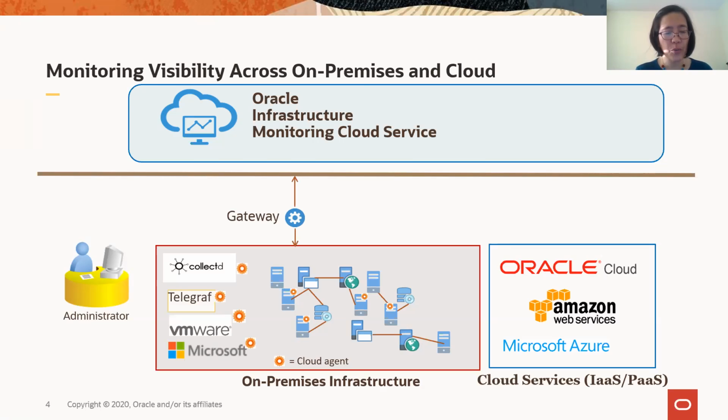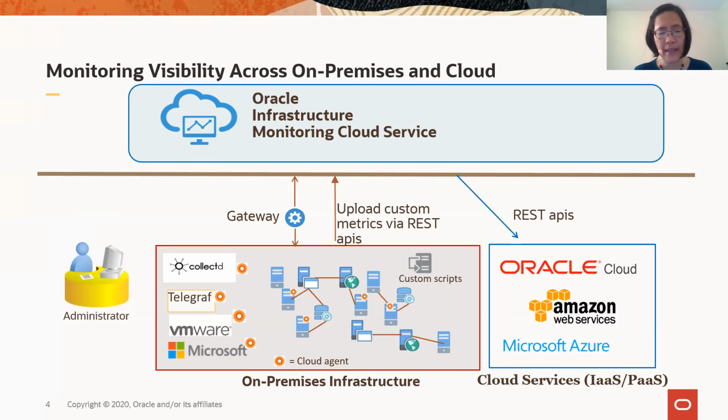We also have integration with other system management tools and collectors such as Telegraf, collectd, VMware vCenter, and Microsoft SCOM. These tools are able to monitor a broad set of heterogeneous types. With the integration with these tools, we expand the types of infrastructure that you can monitor in OMC. For other types of infrastructure, you can also create your own custom scripts that collect the data that you want and upload that to OMC via REST APIs. For cloud services, we discover and collect data using REST APIs, and all of this is also sent to OMC.